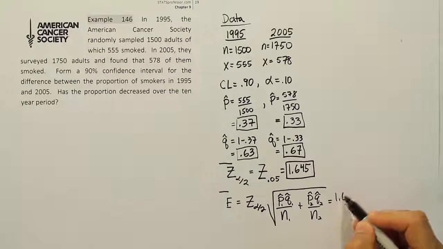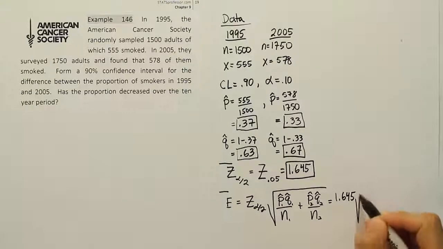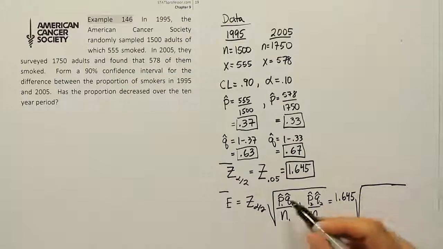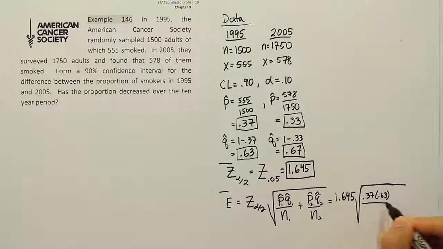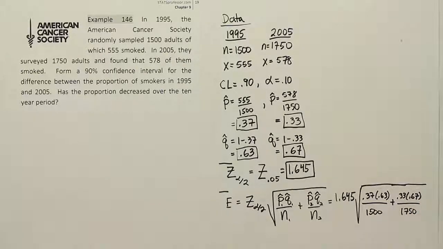It'll be 1.645 for the z value, times the square root of the p hat q hat pair for the first group, which is 0.37 times 0.63. And that'll all be divided by the n being 1500 in this particular case. And then it'll be plus another p hat q hat pair, that's 0.33 times 0.67 this time, divided by 1750. Okay, now let's figure out what that gives us.